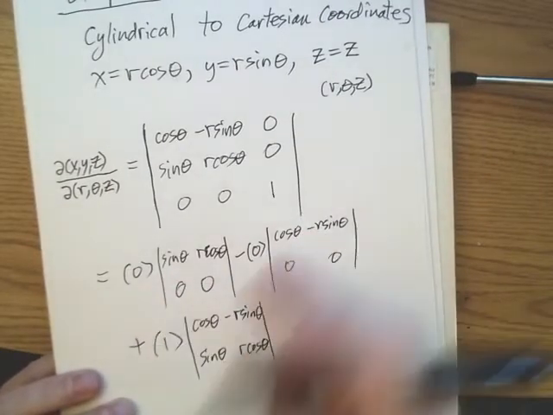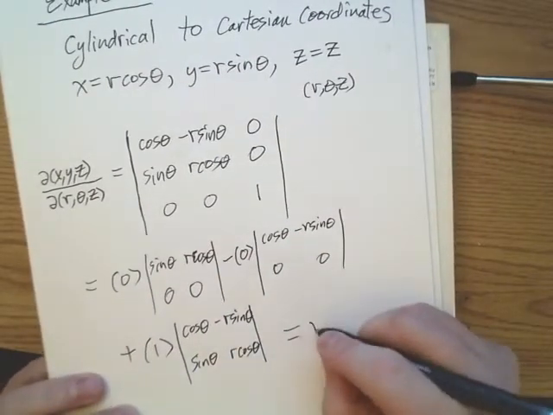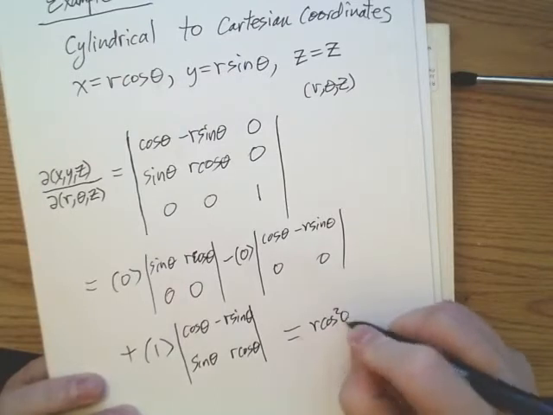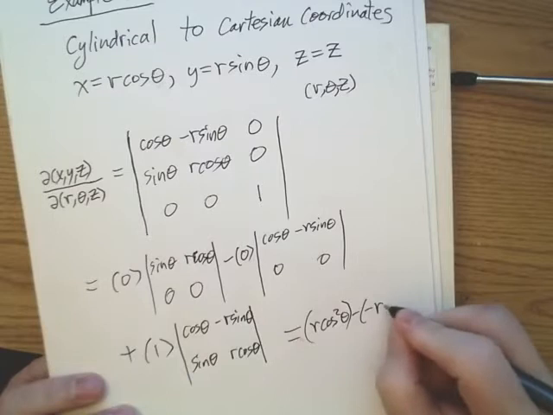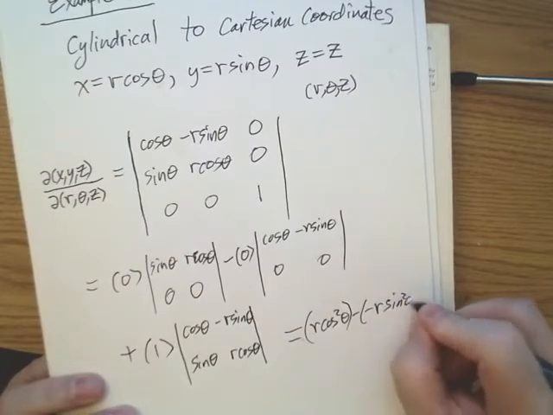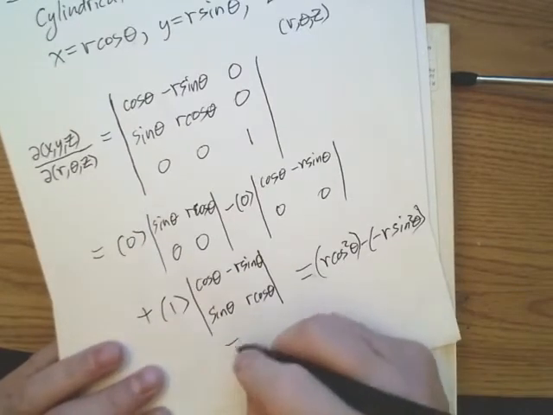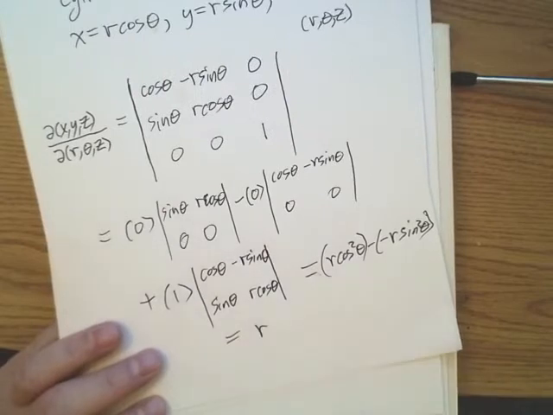You can see these are going to zero out. What's this one going to be? R cosine squared theta minus negative r sine squared theta. So you can see, because cosine squared plus sine squared is equal to 1, then we've got what? R.